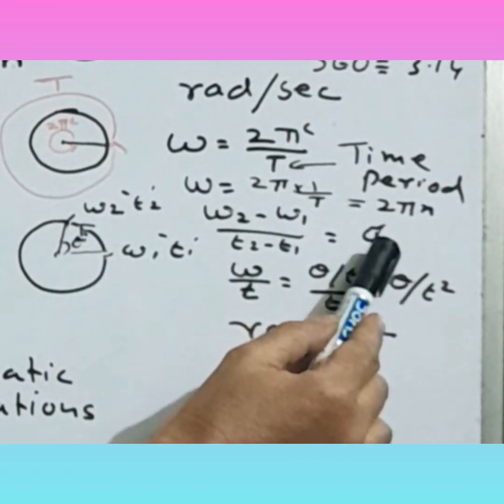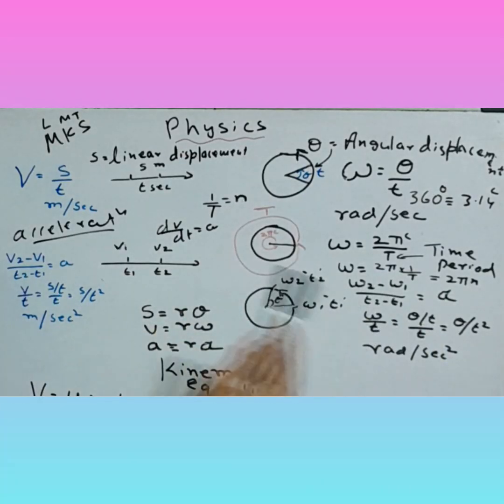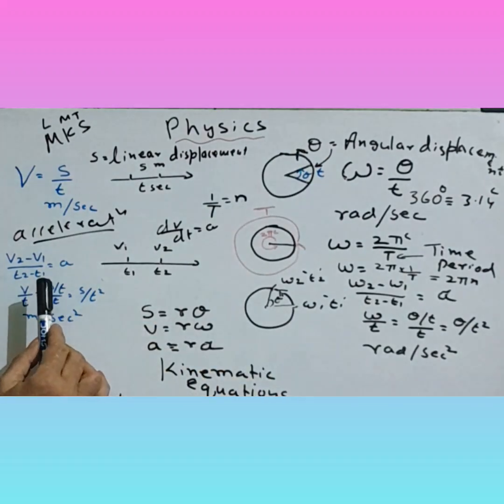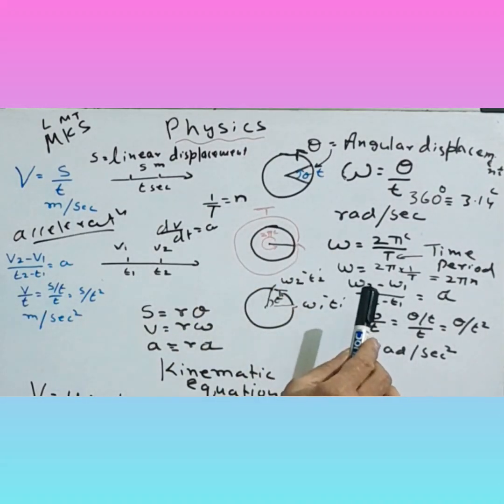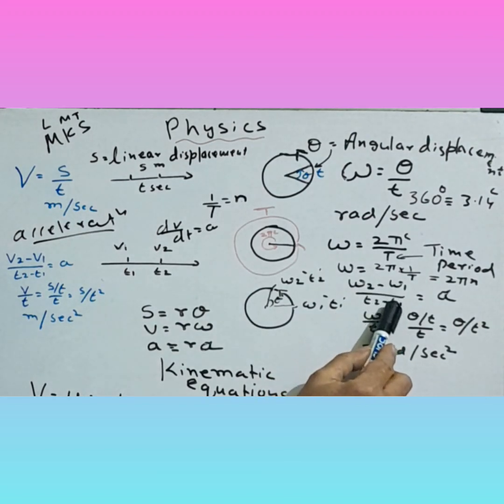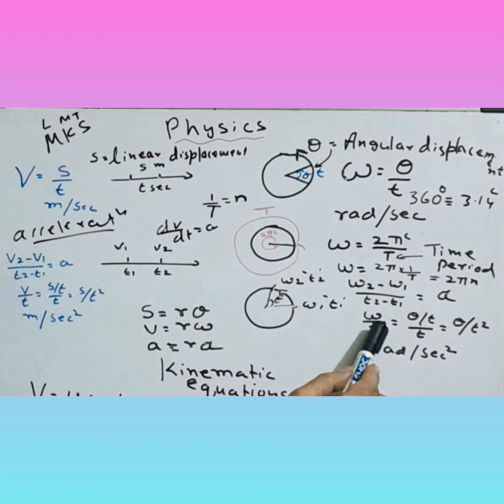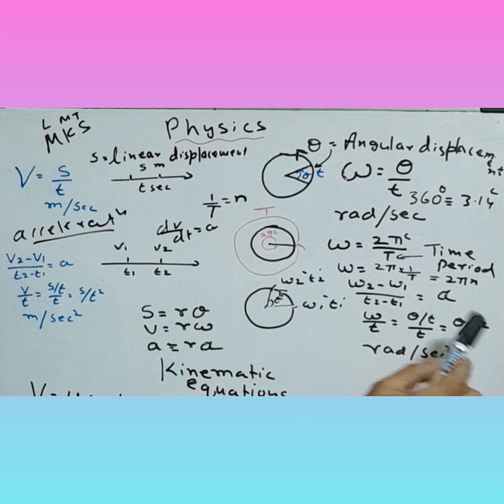Angular acceleration is represented by alpha. Obviously, as we did in linear, it becomes very analogous: you can set linear up for rotational. So omega 2 minus omega 1 divided by t2 minus t1 becomes alpha. Again, as I did v over t, it is omega over t, that is theta over t, over t, that is theta over t square.